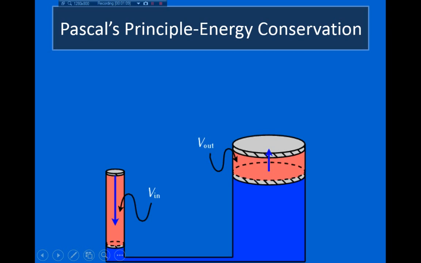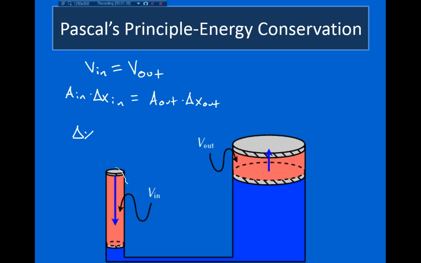So by setting these two volumes equal to each other, the volume of fluid displaced by moving the input plunger down equals the volume created by the output plunger moving upwards. These volumes are equal to the area of the plunger times the distance over which the plunger moves. So the area of the input plunger times the distance that the input plunger moves is equal to the area of the output plunger times the distance that the output plunger moves. So I see that the distance that the output plunger moves is equal to the distance that the input plunger moves times the area of the input plunger divided by the area of the output plunger.